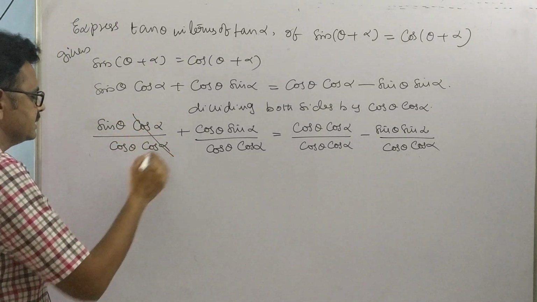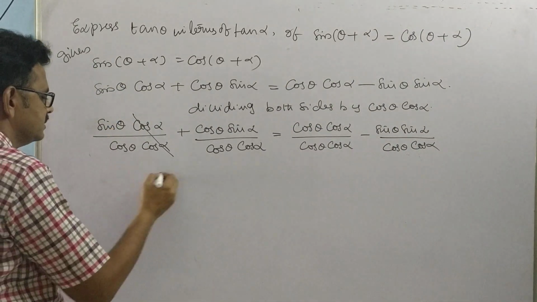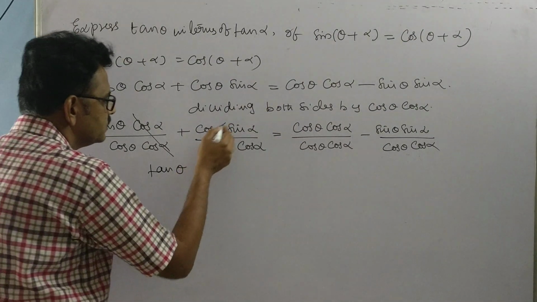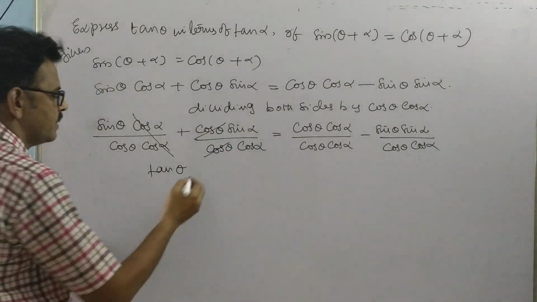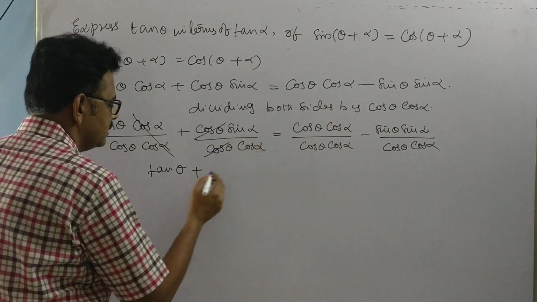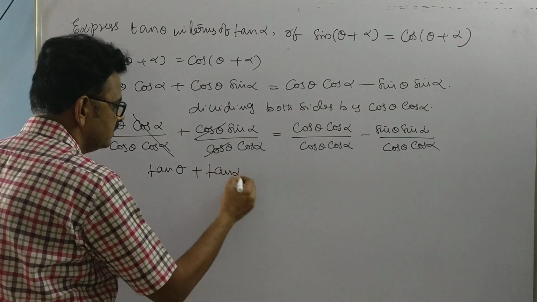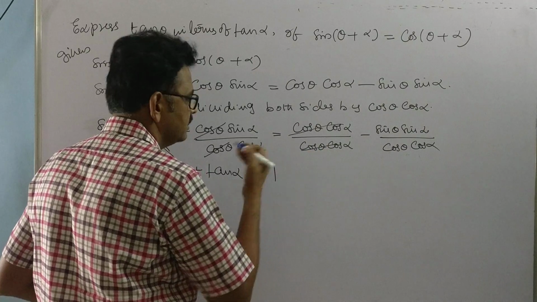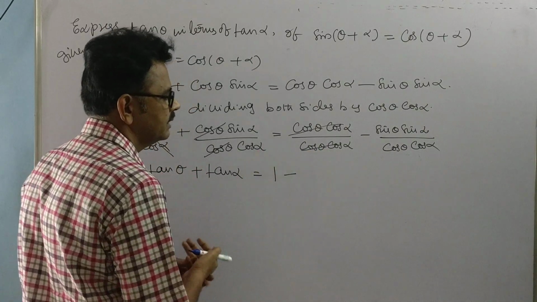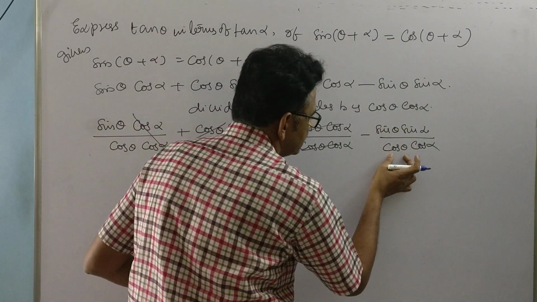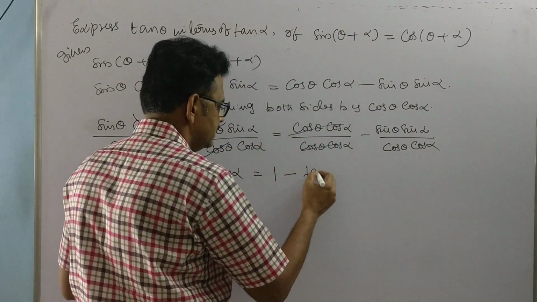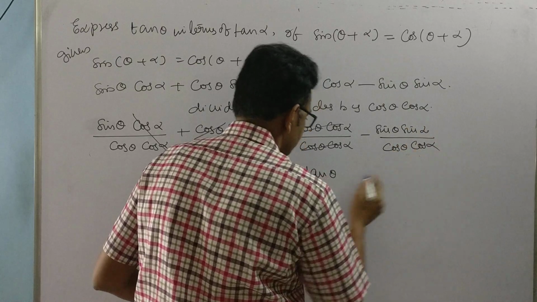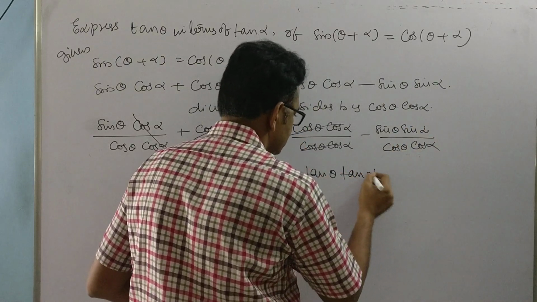Dividing both sides by cos theta cos alpha, these two get cancelled. Sin theta by cos theta is tan theta. Next, these two get cancelled. Plus sin alpha by cos alpha, tan alpha, is equal to, so this completely gets cancelled, 1 minus sin theta by cos theta, that is tan theta, sin alpha by cos alpha, that is tan alpha.